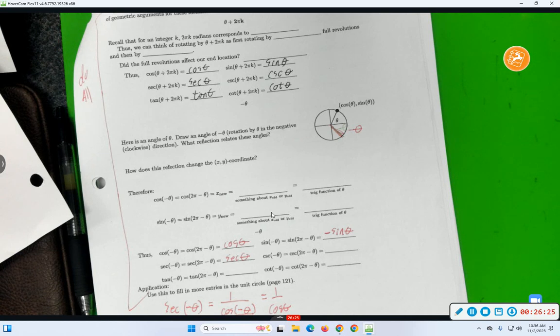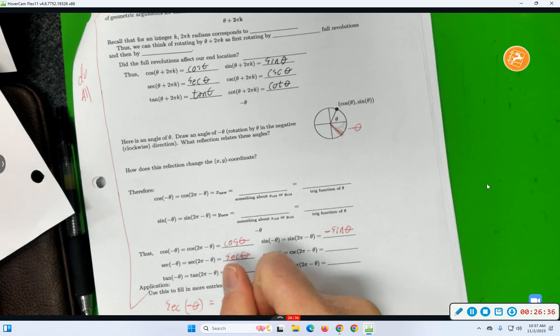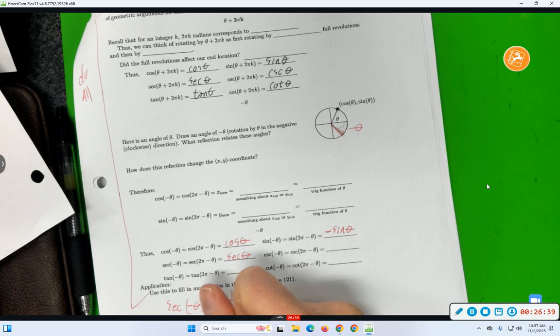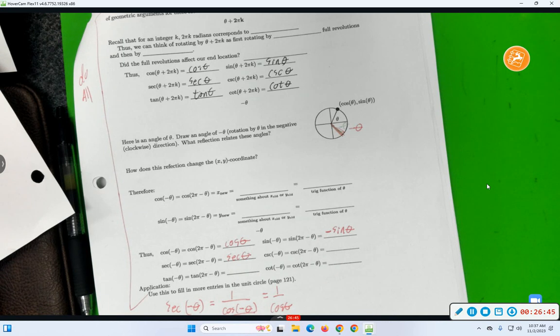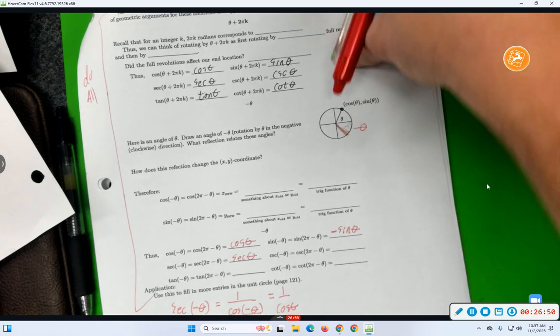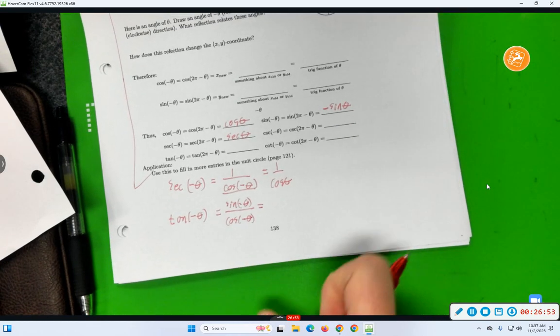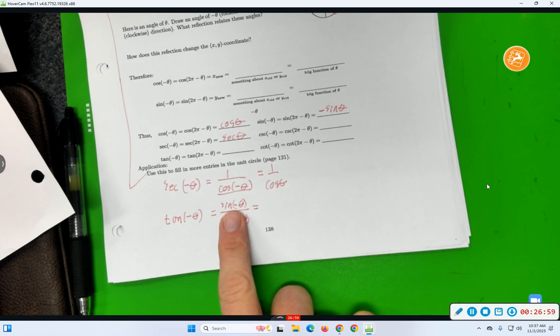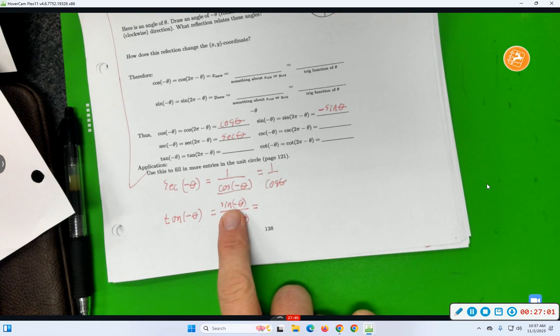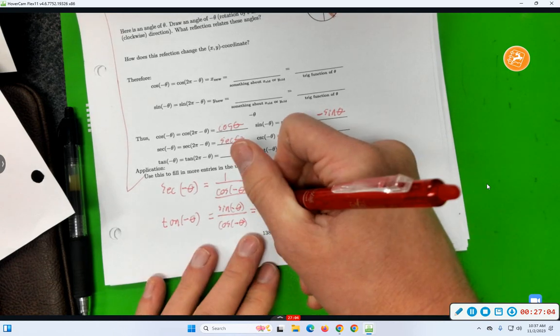Sine over cosine. If it's the slope, it'll be y divided by x, so it should be sine divided by cosine. Tangent of negative theta is sine of negative theta divided by cosine of negative theta. Do I know what I should do with each of those negative signs in those parentheses? So I see sine of negative theta. What is sine of negative theta? Negative sine of theta. What about cosine of negative theta?